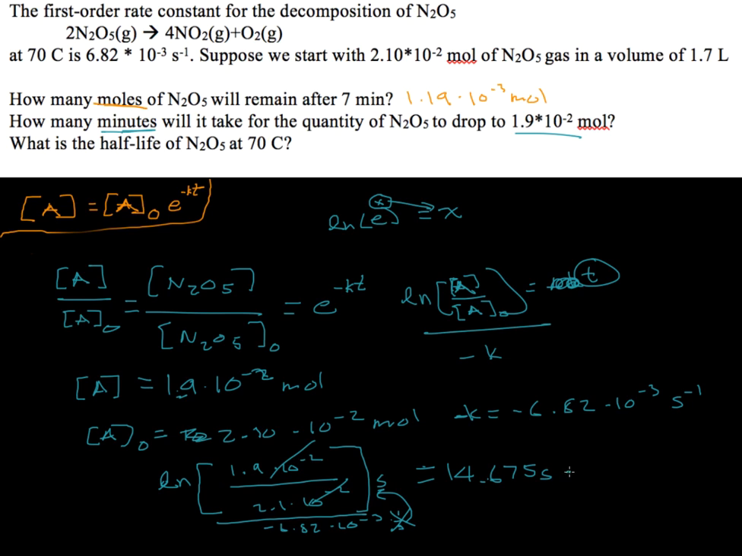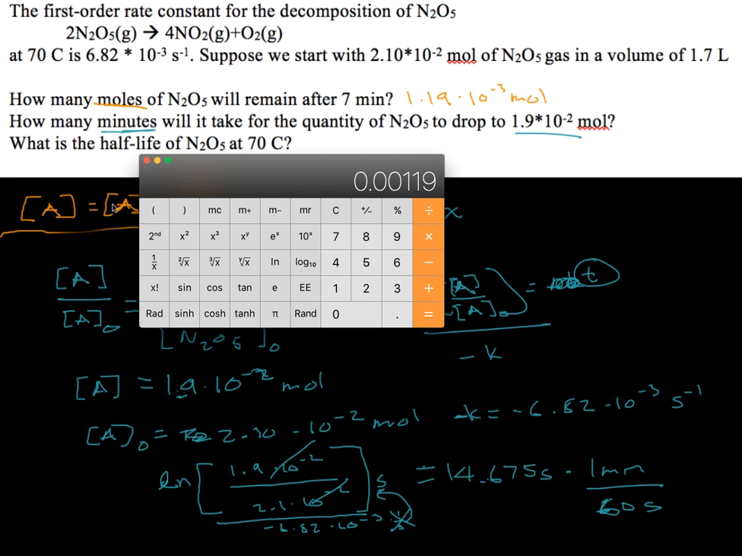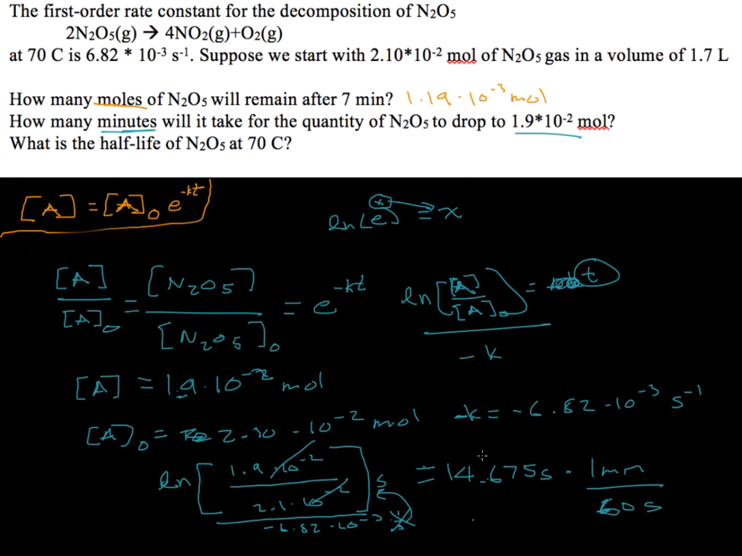seconds. Then to get to minutes, times 1 minute per 60 seconds. 14.675 divided by 60 will give us about 0.245 minutes. So this is 0.245 minutes.